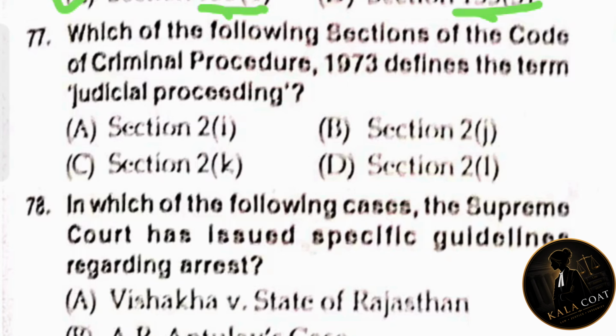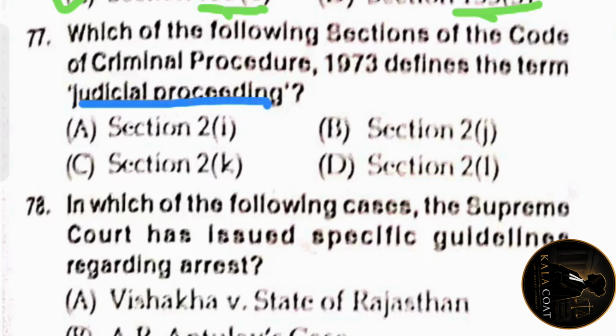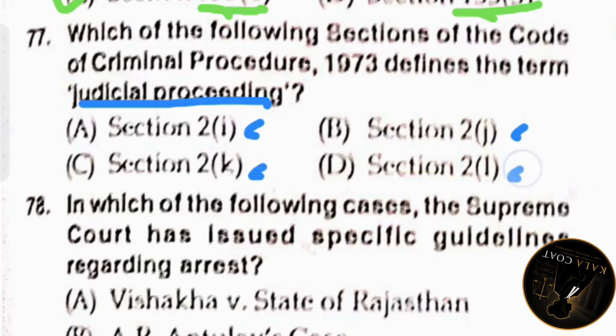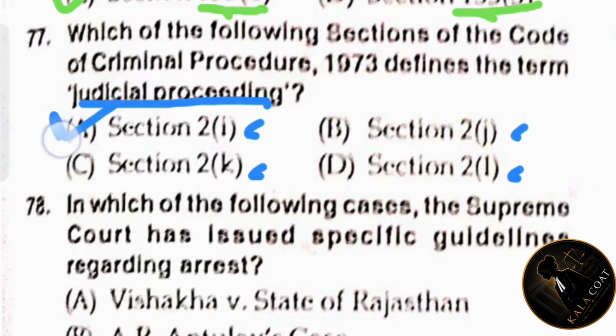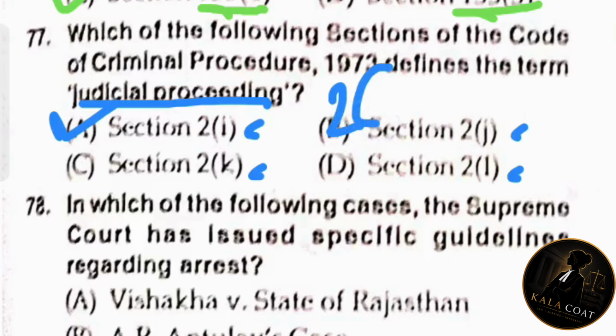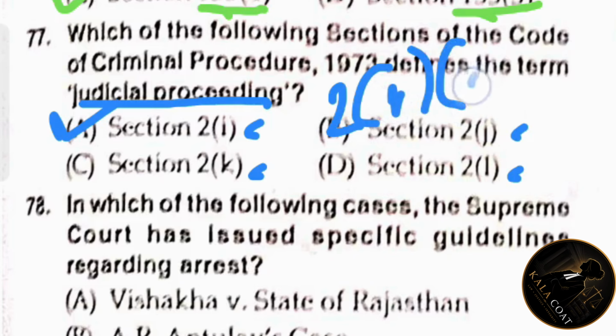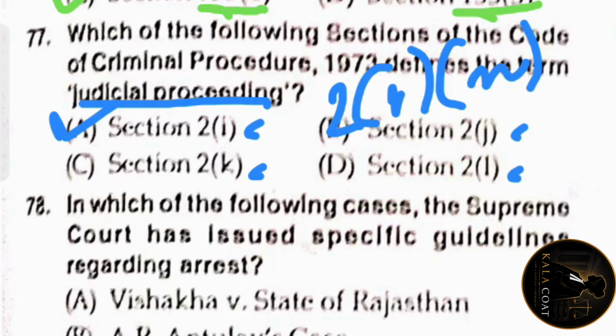Question number 77. Which of the following sections of the Code of Criminal Procedure defines the term judicial proceeding? Options are Section 2 subsection I, 2J, 2K or 2L. Correct answer is Section 2 subsection I. Option A is the right answer. And where is this now provided? It is provided in Section 2 subsection 1 clause M of the BNSS.